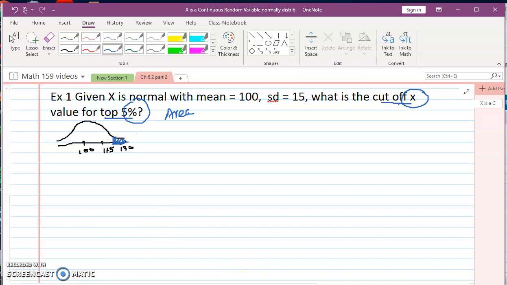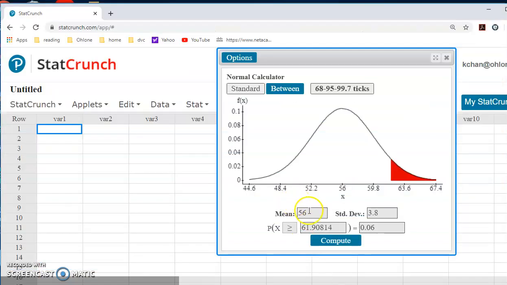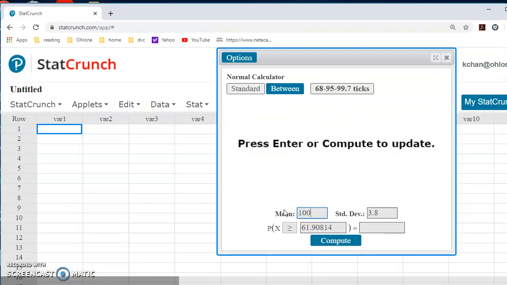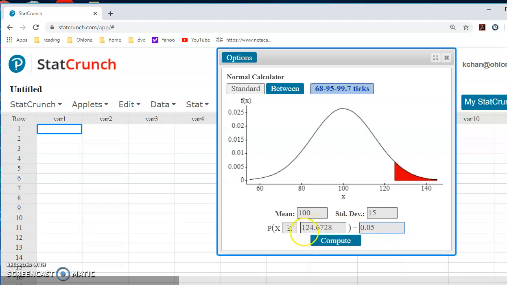So to do it, we would use this normal calculator, 115. And we say it is on the top, so I point to the greater than sign, blank this out, and you say I want 0.05. Press enter, it is 124.67. So the answer is here, 124.67. Okay, so put the answer down.